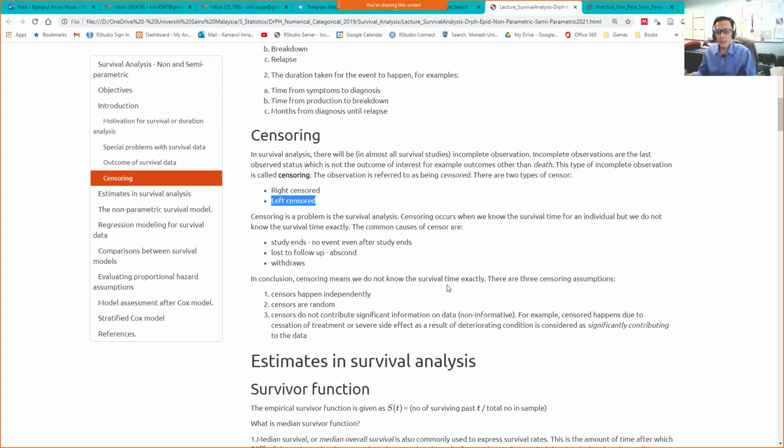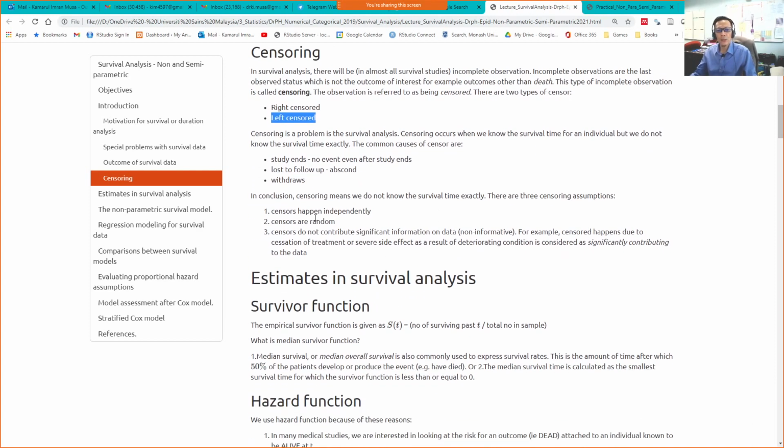There are 3 censoring assumptions. First, censor happens independently. Censors are random, and censors do not contribute significant information to the data. This is known as non-informative censoring.